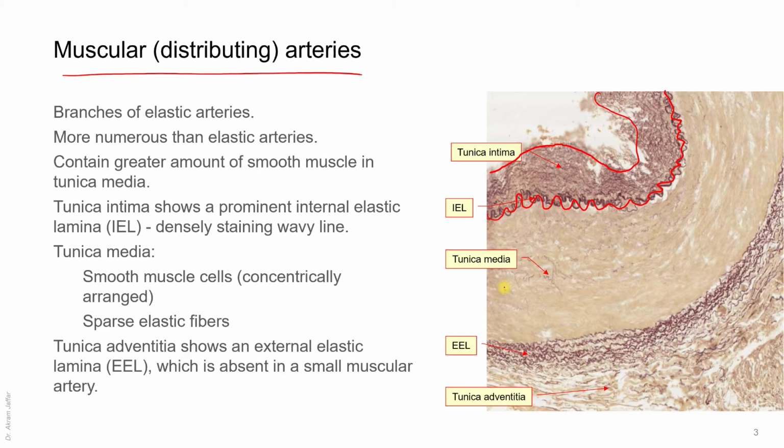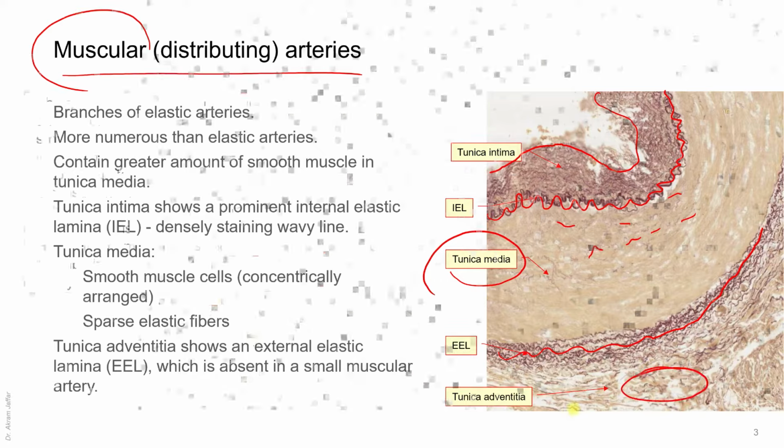Then we have the tunica media, which is mainly formed of smooth muscle fibers because this is a muscular artery, but still we can see some evidence of elastic fibers. And then there's the external elastic lamina, another layer of elastic fibers that separate tunica media from the tunica adventitia, which is formed of connective tissue.